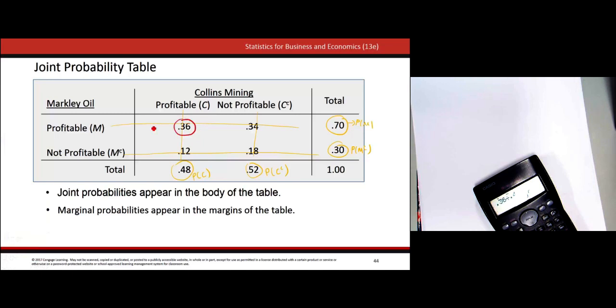How about this one? M and C. So this is probability of M intersect C. They are both profitable. How about this one? This is probability of M intersect C complement. Mark Oil is profitable, and Collins is not profitable. And this one, probability of M complement intersect C. Mark Oil is not profitable, and Collins is profitable. This is M complement intersect C complement. None of them is profitable.